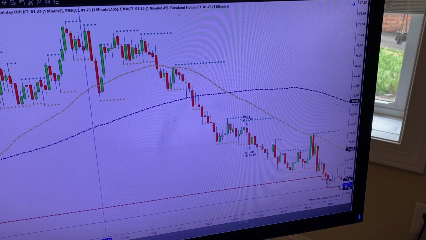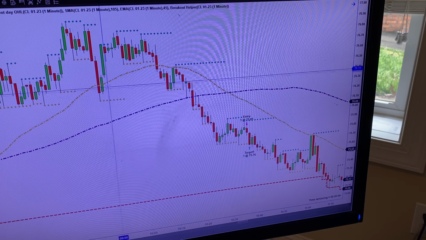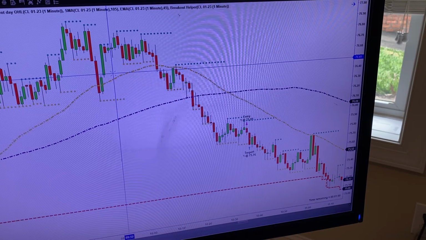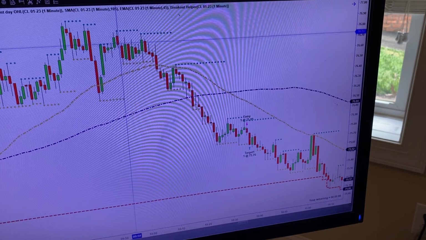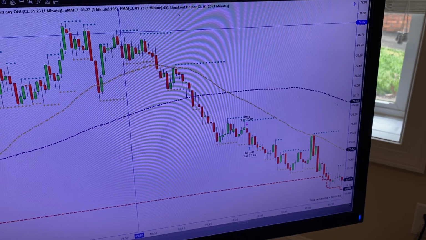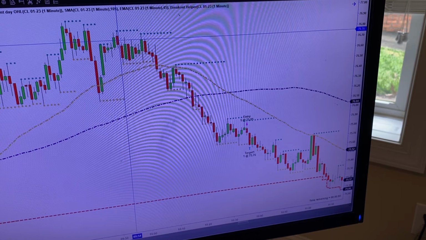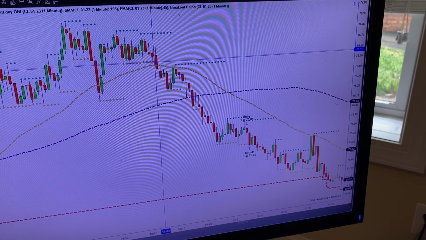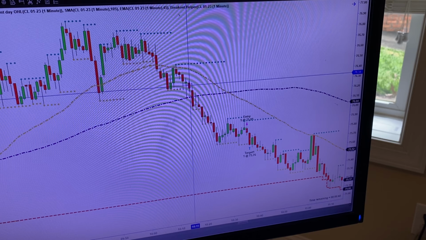All right. So after 9:45, it came down, went to the gold line. Boom. There's your long at 76.49. And it ran all the way up to 76.82, 83, which is over 30 ticks. Then it came up and blew right through.